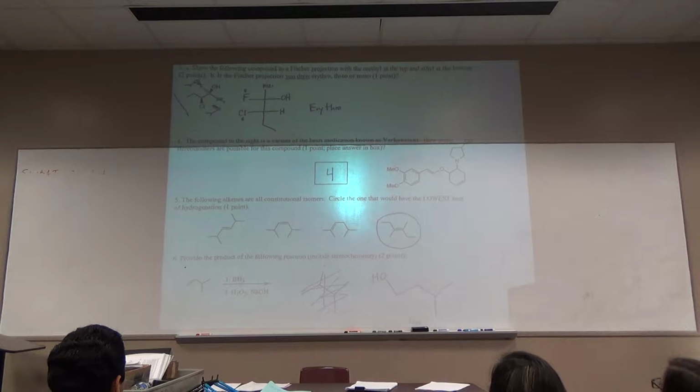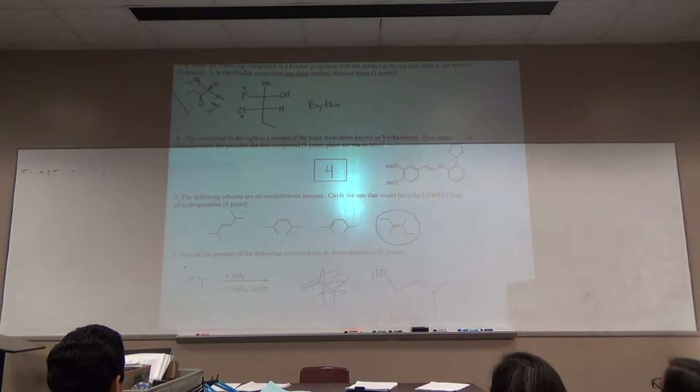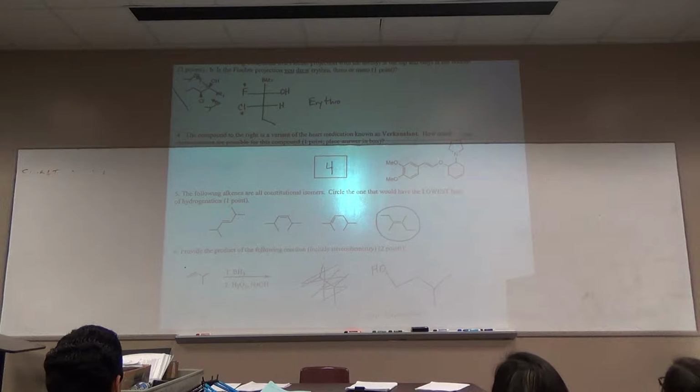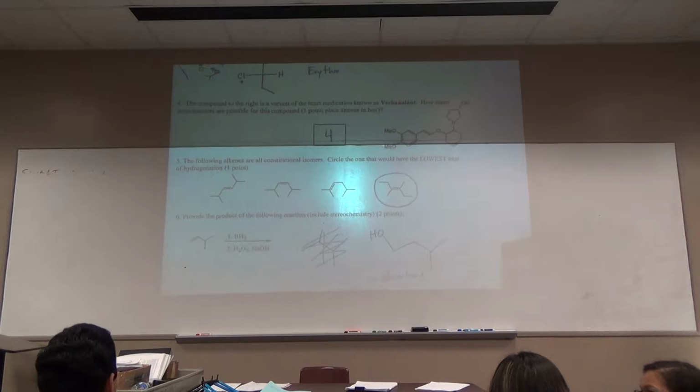The one on the far right is the most stable. It's going to give off the least heat when it's hydrogenated. Is that right? Most stable will give off the least heat. Contains the least energy. Yeah, most stable. That's the question.